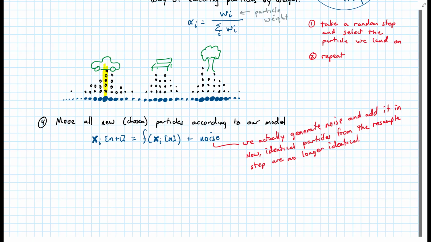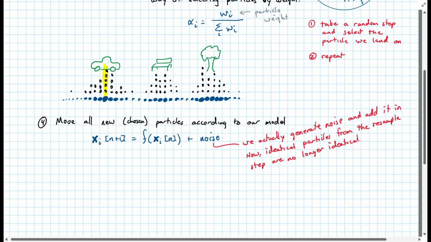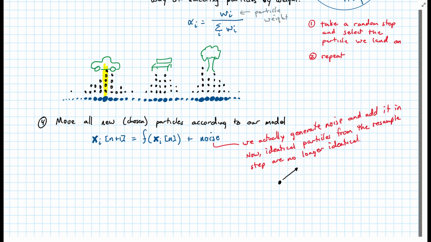Okay, so here's an example. Suppose we had one particle that had an associated position and a velocity illustrated by that line, and it was a very likely particle, so we ended up choosing 4 copies of it. What happens after this step?